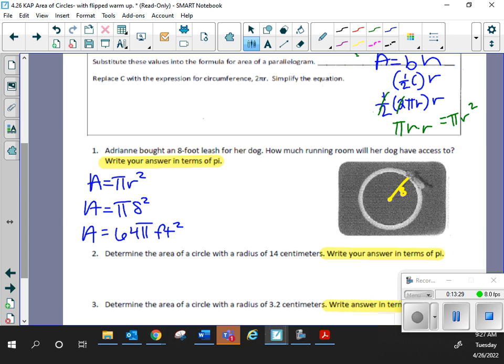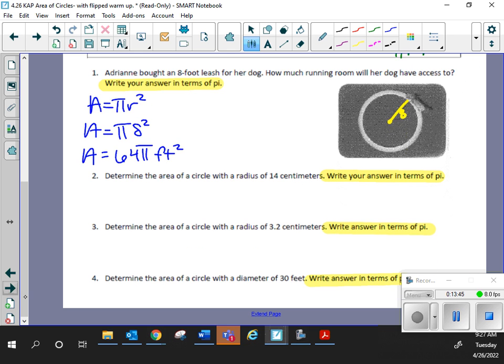A little piece of reflection. For this formula, is there a diameter version of the area formula? Does it say A equals something with d? So if I'm only given the diameter, how can I change it to the radius? Divide by 2, just making sure. Okay, go ahead, do the next 3, they're all in terms of pi, ready to go.